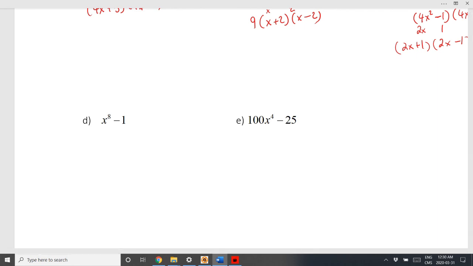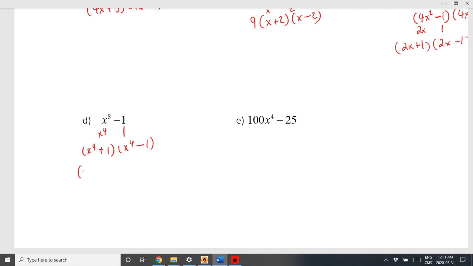So let's find the square root of x to the power of 8. And we do that just by dividing that 8 in half. So it's going to be x to the power of 4, and this is going to be 1. So we can start writing our factor brackets. We have x to the power of 4 plus 1, x to the power of 4 minus 1. Again, we have another perfect square, so we're going to have to do that again.